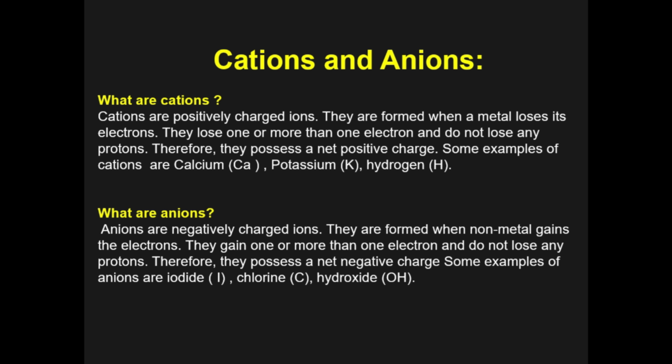Next is, what are anions? Anions are negatively charged ions. They are formed when a non-metal gains electrons. They gain one or more than one electron and do not lose any proton. Therefore, they possess a net negative charge. Some examples of anions are iodine, chlorine, and hydroxide.